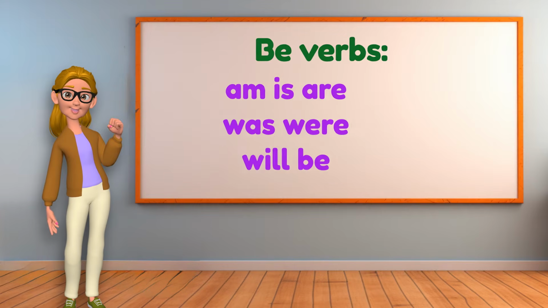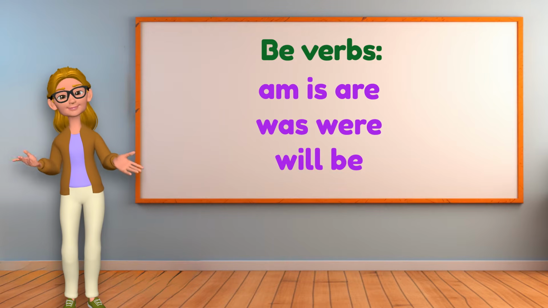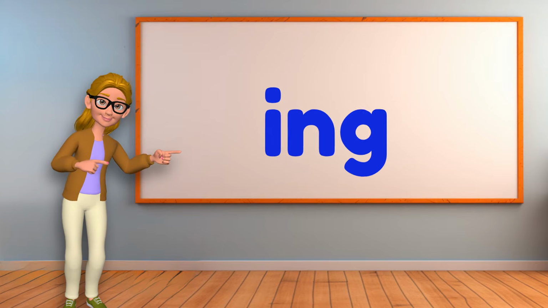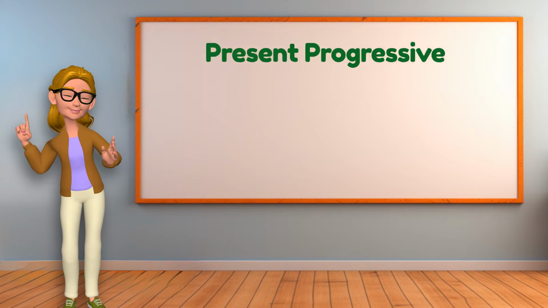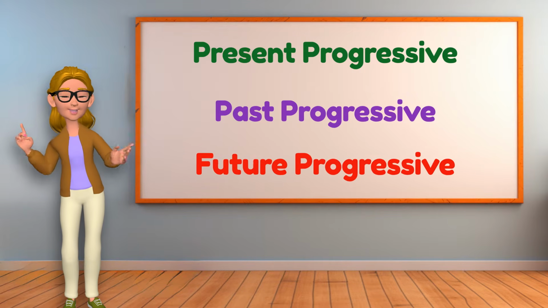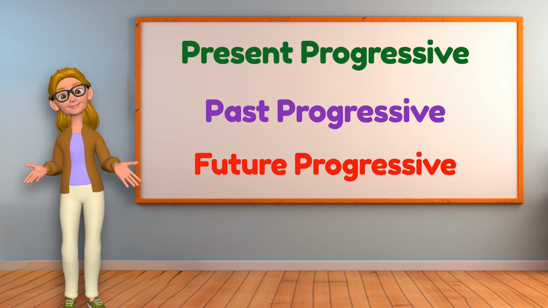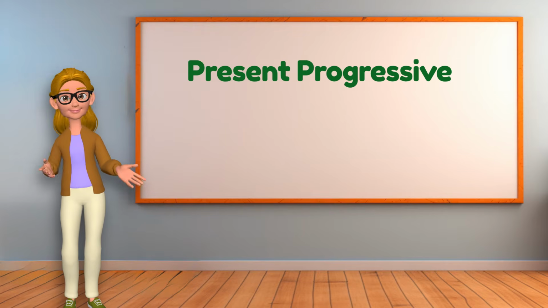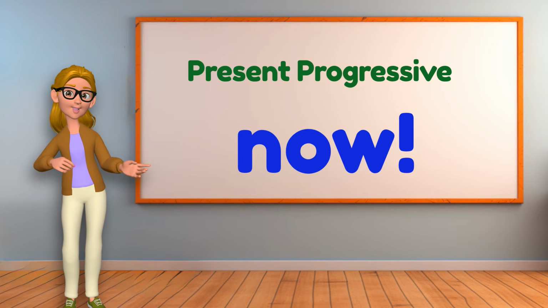We can create sentences in progressive tenses by including a be verb and a main verb with the ing suffix. There are three main types of progressive tenses: present progressive, past progressive, and future progressive. Let's take a closer look at each one. First, we have the present progressive tense. This one is used for things happening right now, as we speak.